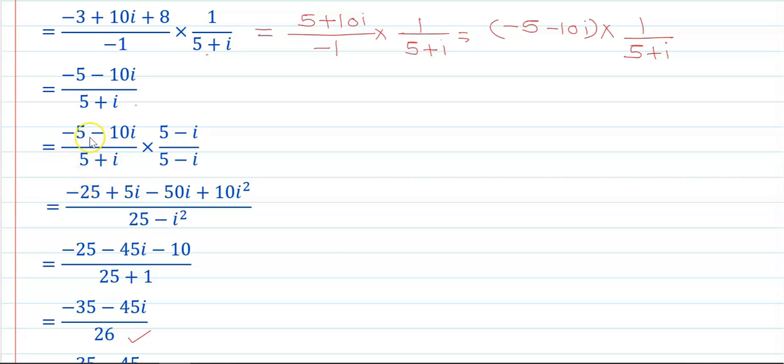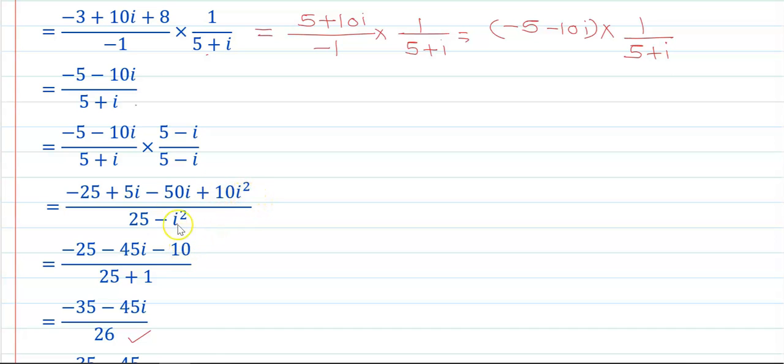Now what about the numerator? (-5 - 10i) into (5 - i). Multiplying -5 by 5 gives -25. -5 into -i gives plus 5i. -10i into 5 gives -50i. -10i into -i gives minus minus plus 10i square.